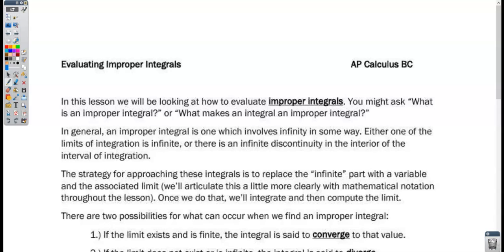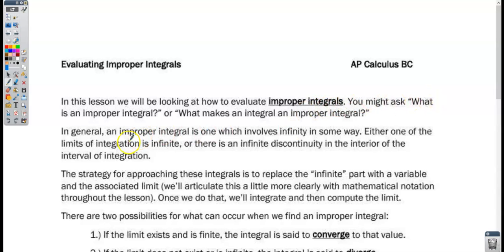All right, welcome everybody. In this video, we are going to be talking about concepts from section 6.13 of AP Calculus BC, evaluating improper integrals. And so we're going to introduce to you what an improper integral is and how we can find them and all of the stuff related to this concept. All right, so what are we doing? We're looking at how to evaluate improper integrals.